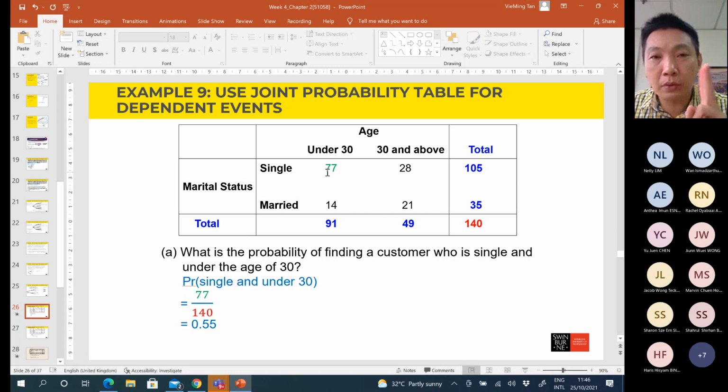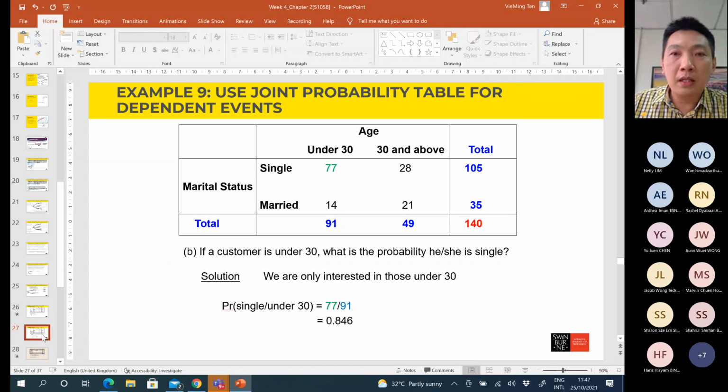This question must fulfill the two characteristics, single and under 30. So we go to the single row, go to the under 30 column, and the intersection cell is 76. That means 76 customers are single and also under 30 years old. So we substitute 76 as the numerator here. Simplify this, and you may round the answer to 4 decimal places. So you get 0.55. Easy for you? So far so good.